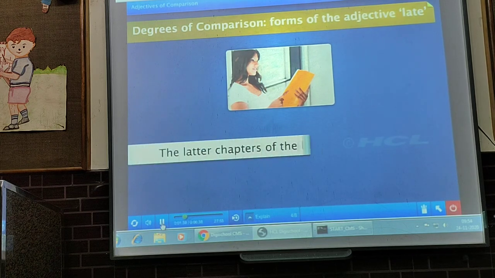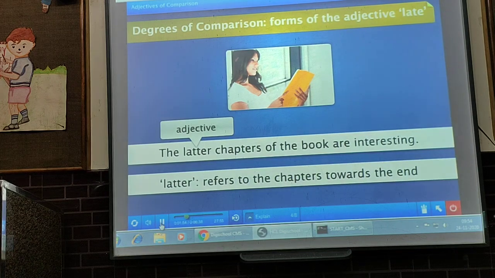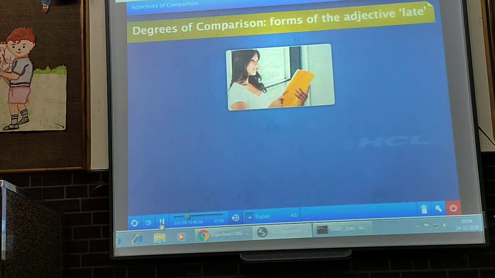Read the sentence. The latter chapters of the book are interesting. Here, the adjective latter refers to the order or position of the chapters that the speaker finds interesting. In this case, the adjective refers to the chapters that come towards the end.